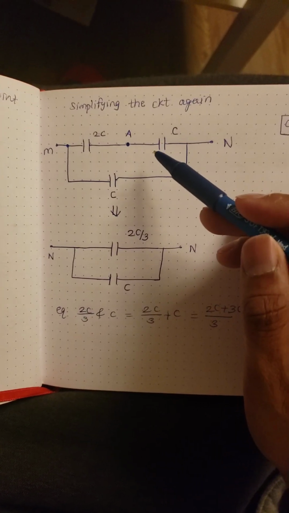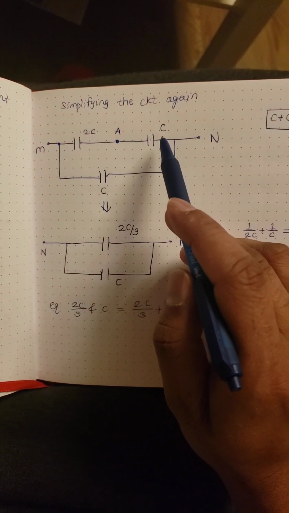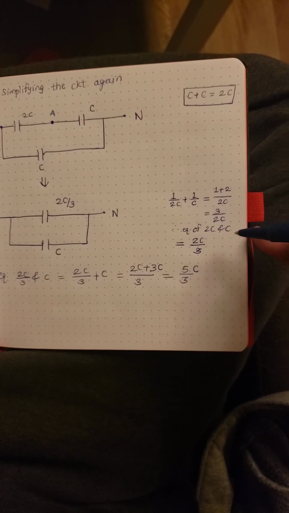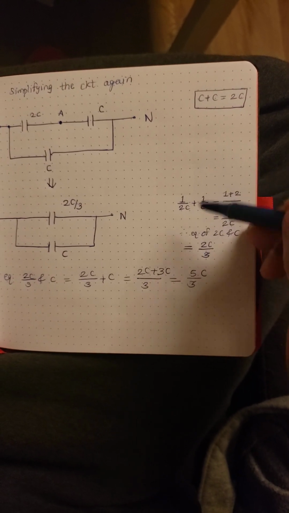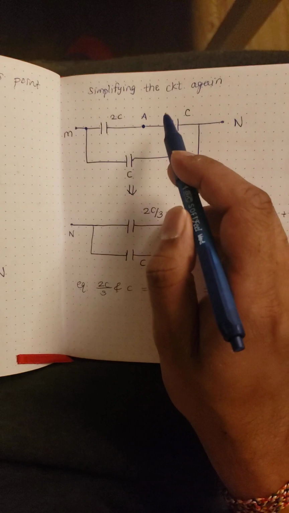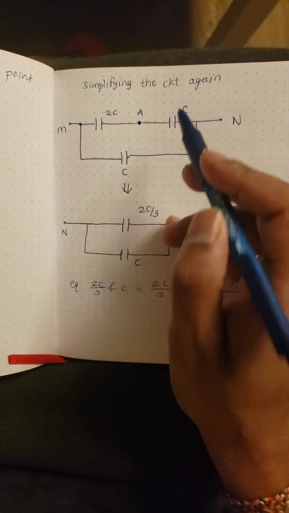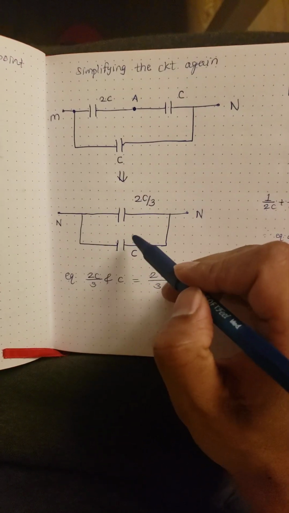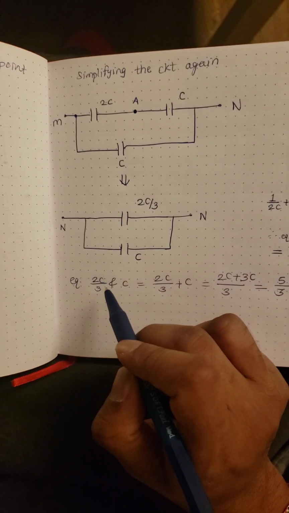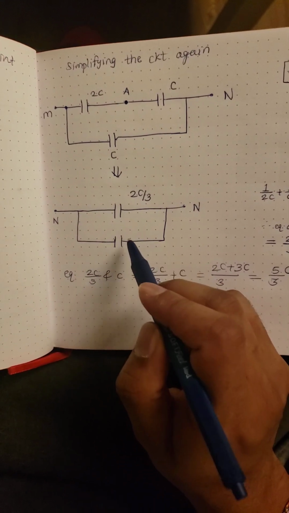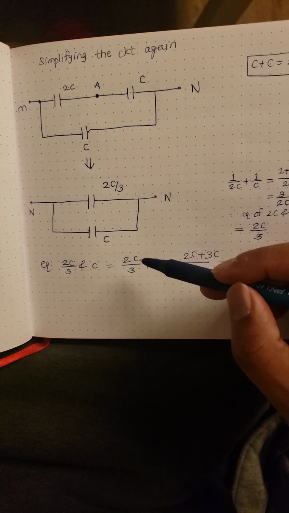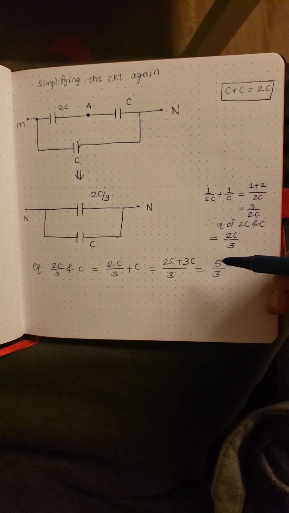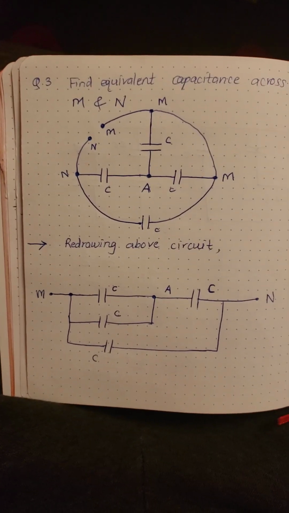Now if I further solve, 2C and C are in series. How do you find out when two capacitances are in series? The equivalent of 2C and C is equal to 2 by 3 C. This is by our mathematics. Now the equivalent capacitance of 2C and C I have added here as 2C by 3. Now 2C by 3 and this C are in parallel. So to find the parallel equivalent capacitance of these two, you just add them: 2C by 3 plus C is equal to 5 by 3 C. So this is the equivalent capacitance of this circuit.